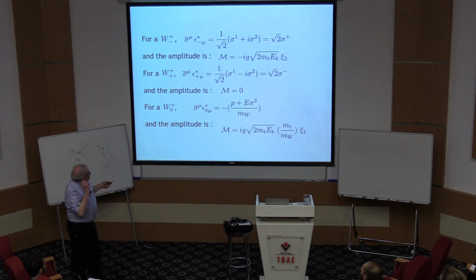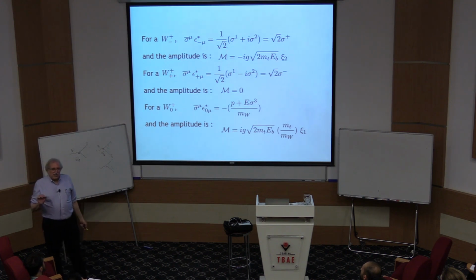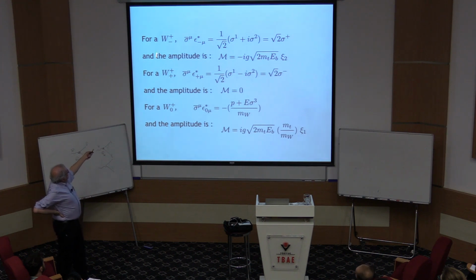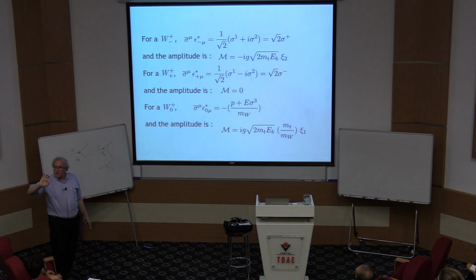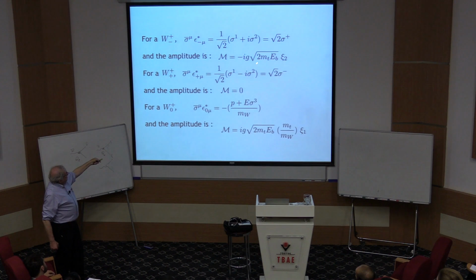The B is always left-handed. The W can be left-handed, right-handed, or having this longitudinal polarization state, the extra one. It turns out that for the right-handed polarization, the matrix element is 0. For the left-handed polarization, it's given by this formula. And for the W0, when you evaluate the sigma dot epsilon, because of this extra factor of P over MW, when the W is boosted, there's an extra P or E over MW here. And then if you take the ratio of the amplitudes, you get something that's of this size times an extra factor of MT over MW.